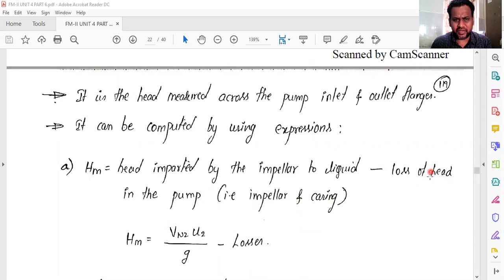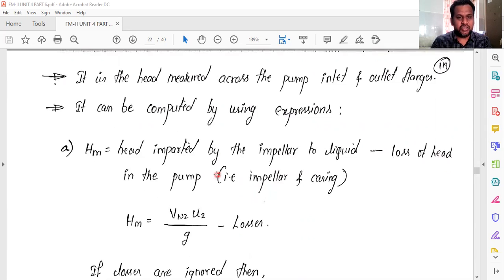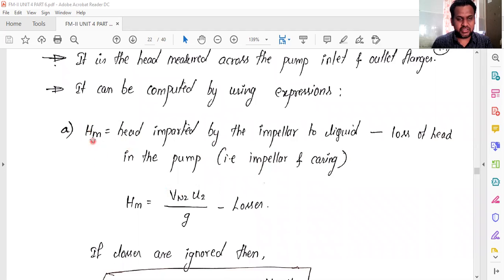Where do the losses of head in the pump occur? It mainly happens in the impeller and casing. Okay? So this is the first case, that is how you are going to find out the manometric head. That is, head imparted by the impeller to the liquid minus loss of head in the pump.